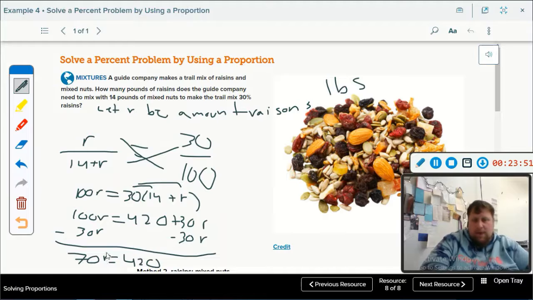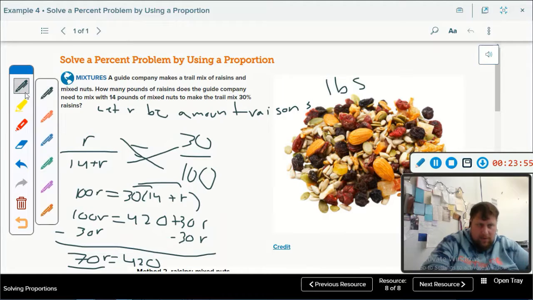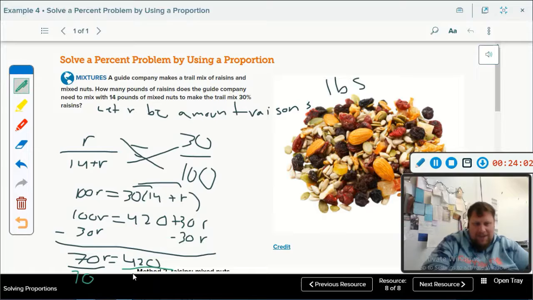Now, to get R by itself, we've got to undo this multiplication. I'm going to divide both sides by 70. I'll use a different color so it'll show up a little bit. See, it shows up on the black background there. Whenever you're dividing by two numbers that have zeros, however many zeros they have in common, you can cross out. So this is the same as 42 divided by 7. So I'm left with my R, my amount of raisins, equals what? What's 42 divided by 7? It's 6 pounds.